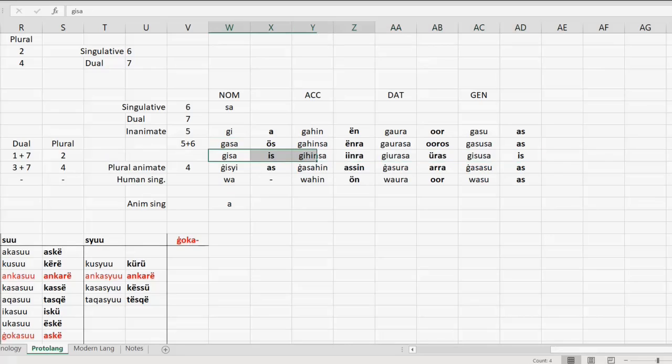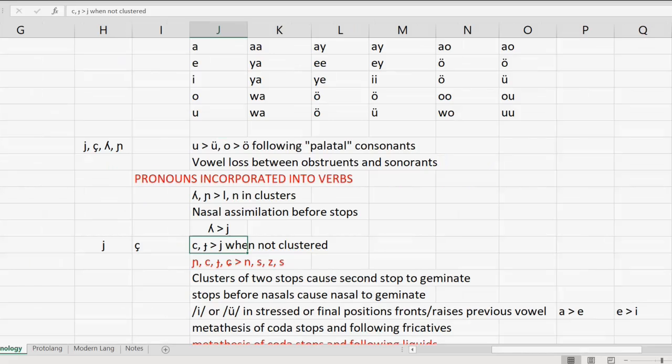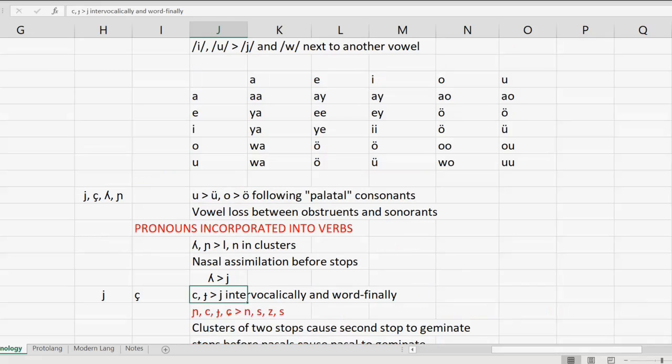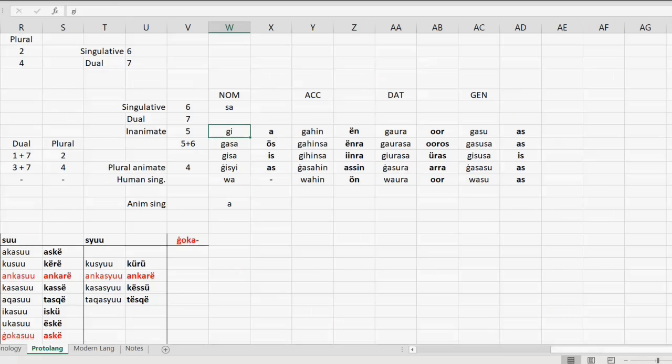Because that wouldn't change anything except the vowel, except for the fact that the G would palatalize before the I. So it would become a palatal stop, which would then become Z, which would then become R, which we don't want. I've actually just seen that it says when not clustered, but I'm going to change that. Intervocalically and word finally. It's a bit specific, but that still kind of makes sense. So if it goes to a y intervocalically, we don't really have anything to worry about, because that will just assimilate into the following E.